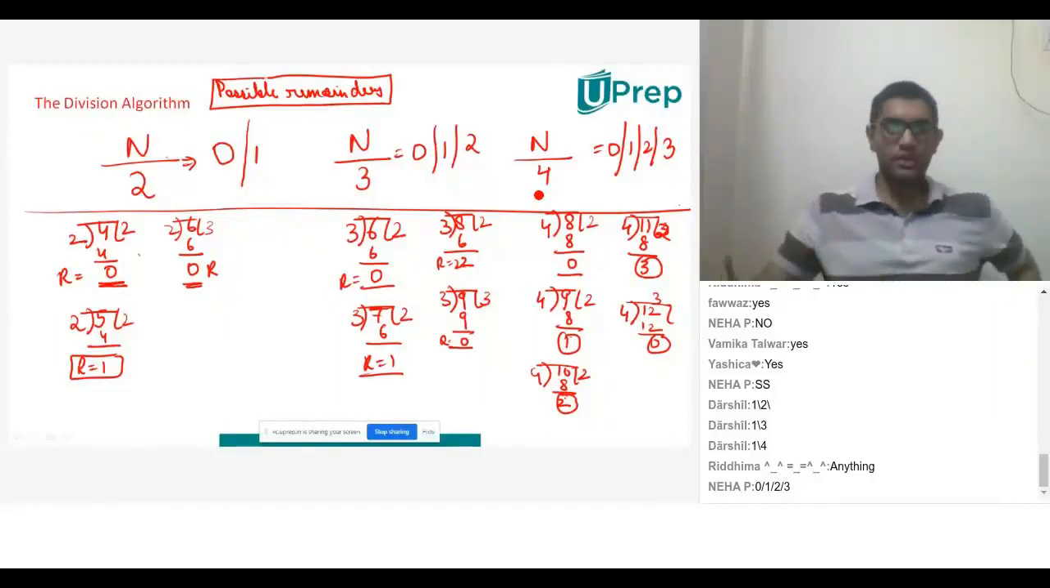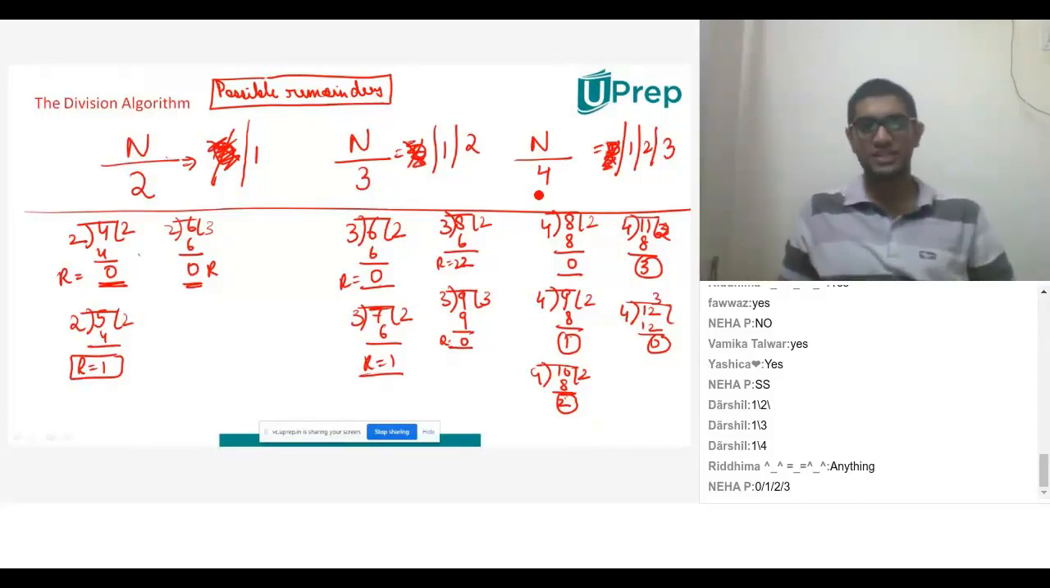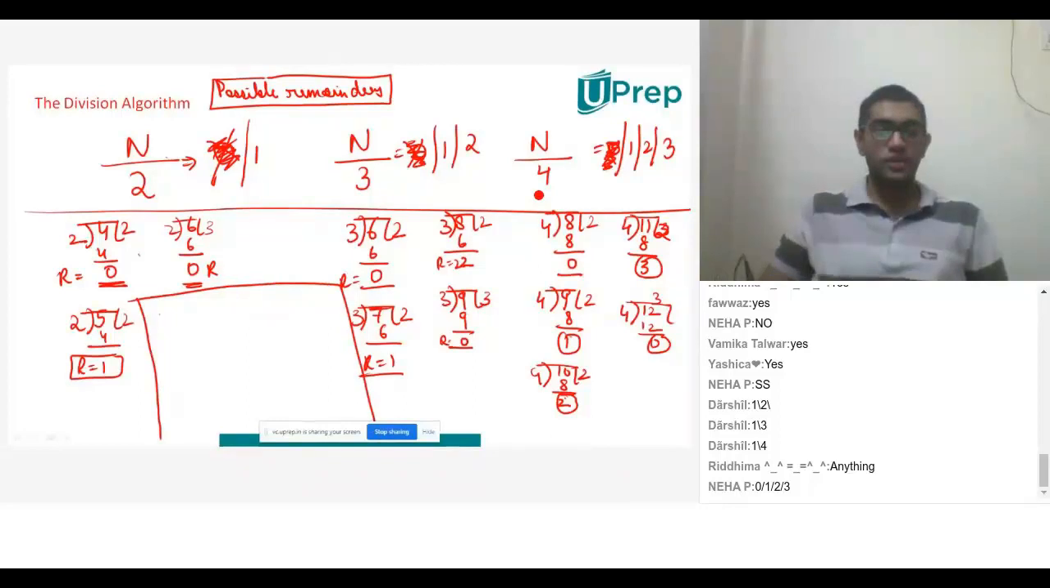Now, for example, when the remainder is 0, that means the number is perfectly divisible. Let's strike out the zeros. Can you guys draw an observation over here? What is the maximum possible value of the remainders when I'm dividing a number by 2, by 3, by 4? Guys, remember, a lot of mathematics is based on patterns.